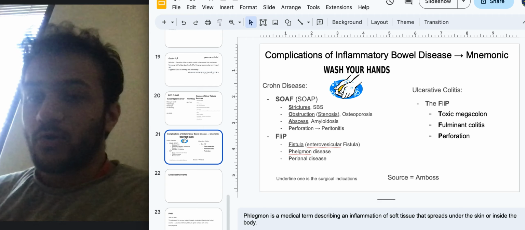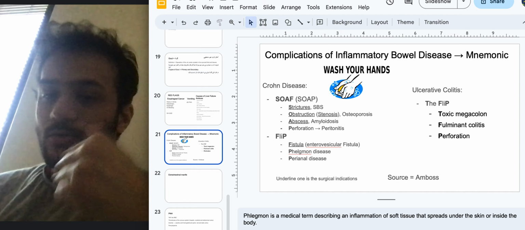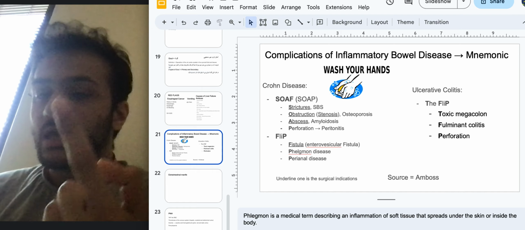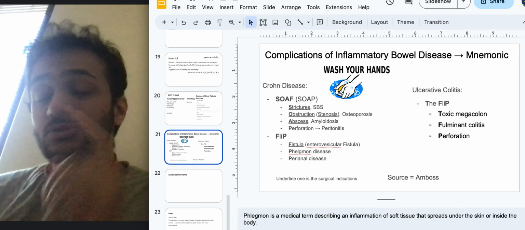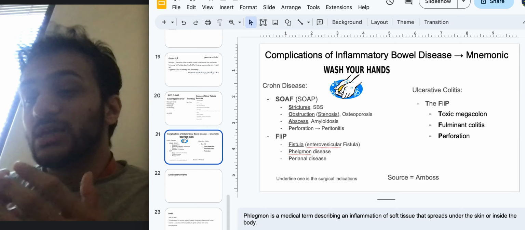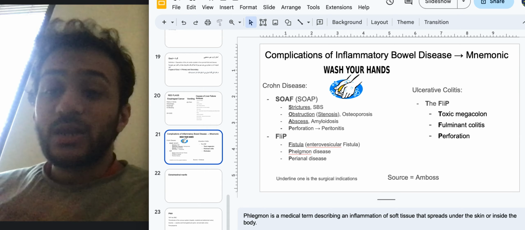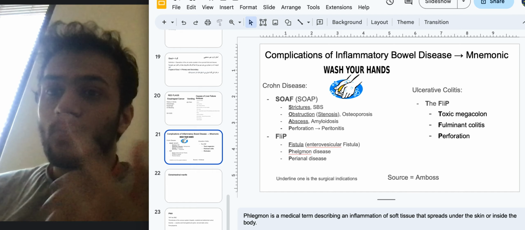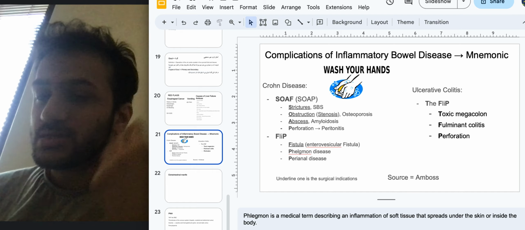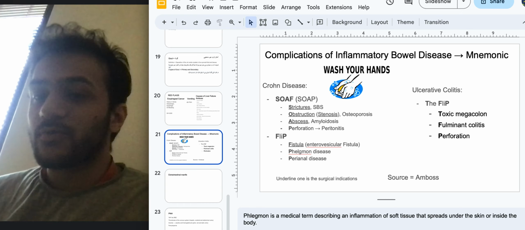SOAP is going to be for Crohn's disease. How are we going to remember SOAP with Crohn's disease? How are we going to make that association, that link? Well, the way that we're going to make that link is due to the fact that Crohn's is a type of diarrhea. So what we need to do is wash our hands. Obviously it's not an infectious diarrhea, but it's diarrhea, so we have to use soap.